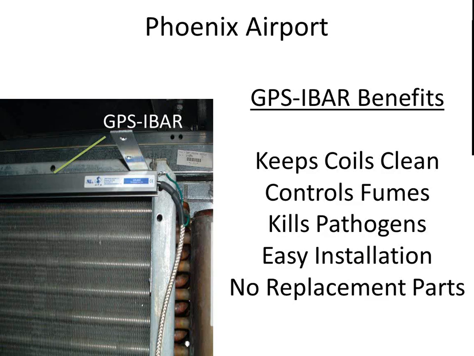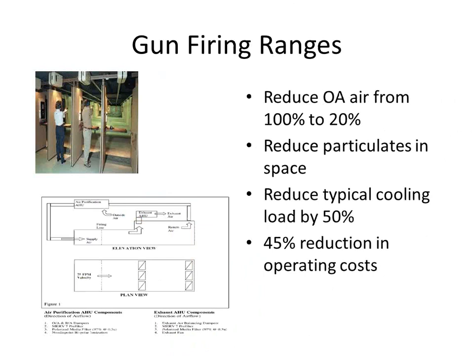Gun firing ranges, obviously, with a gun firing range you have to have it designed correctly. You have to have laminar flow at 75 feet a minute to exhaust the air, to exhaust that lead, sulfur dioxide, all the things that are created in the combustion range. But the point is, you can reduce the outside air. It doesn't have to be 100% outside air. You can reduce the outside air and save a lot of costs that way. And also, those ions will reduce the particulates in the space, because even with the exhaust air, you still have a lot of particulates where people are firing the guns.